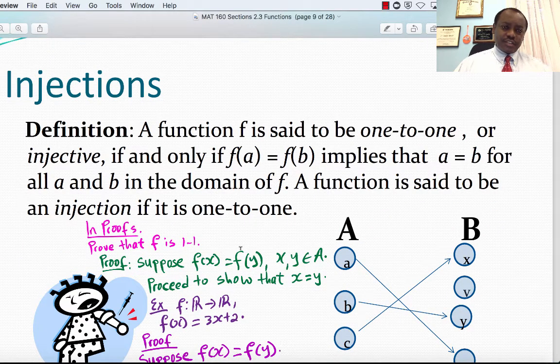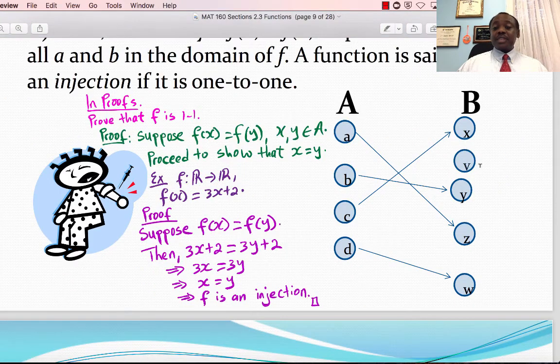Okay, injections. What does it mean for a function f to be one-to-one or to be injective? Now, a function f is said to be one-to-one or to be injective if whenever f of a equals f of b, we have that a equals b. And of course, it's an if and only if statement, which means when f of a equals f of b implies that a equals b, we would say that f is one-to-one, and if f is one-to-one, then this holds.